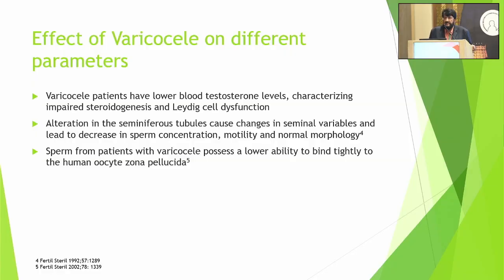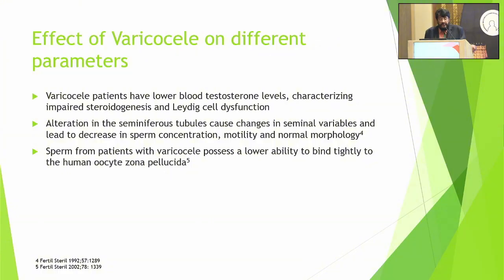So what does it do? It leads to lower testosterone levels, impaired steroidogenesis, and Leydig cell dysfunction. Alteration in the seminiferous tubule causes seminal variable changes and leads to a decrease in sperm concentration, motility, and morphology of the sperm cells.